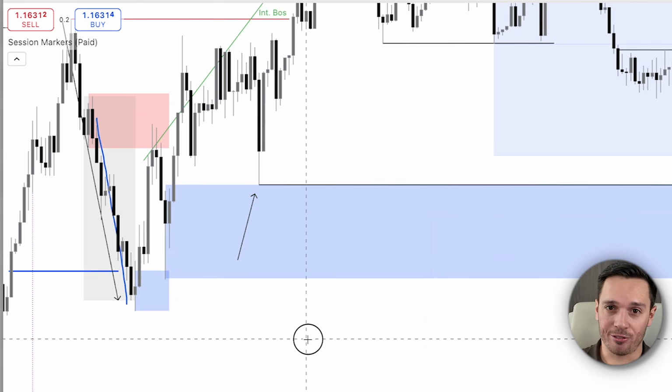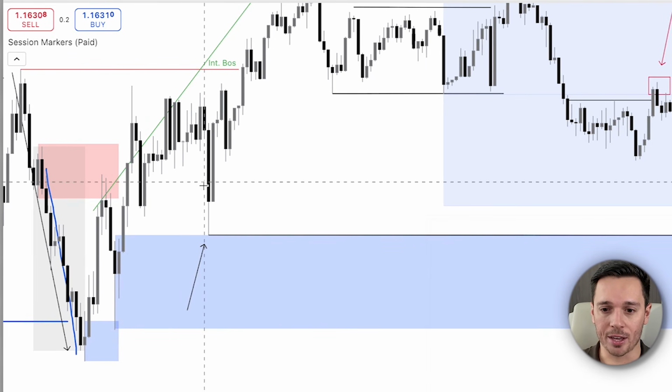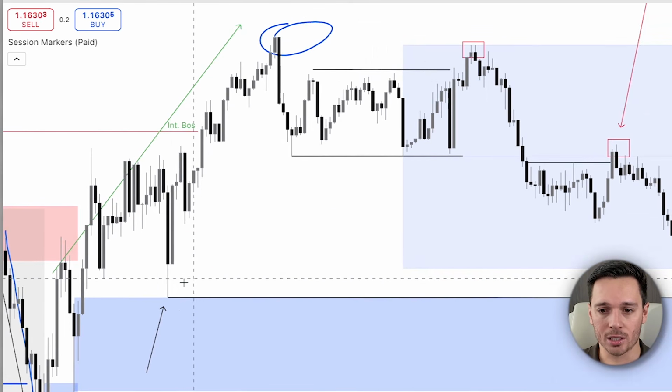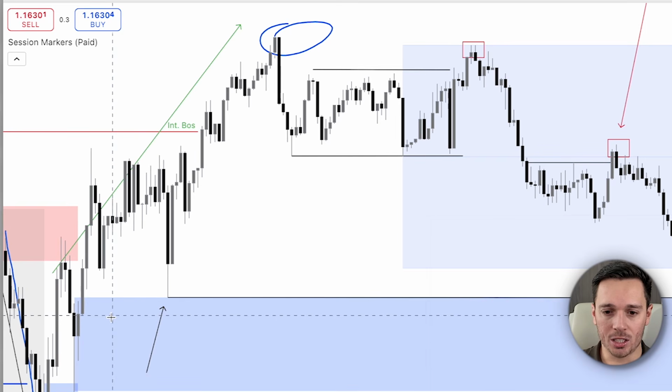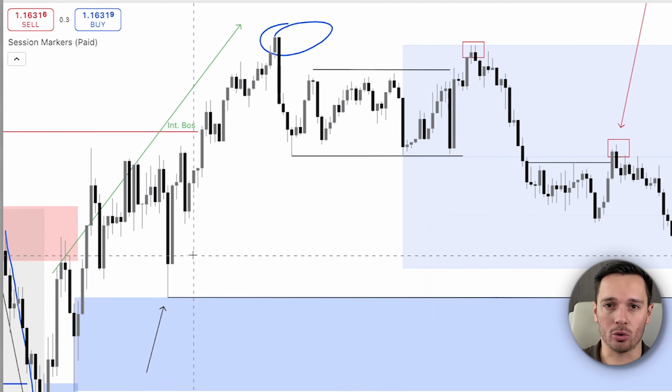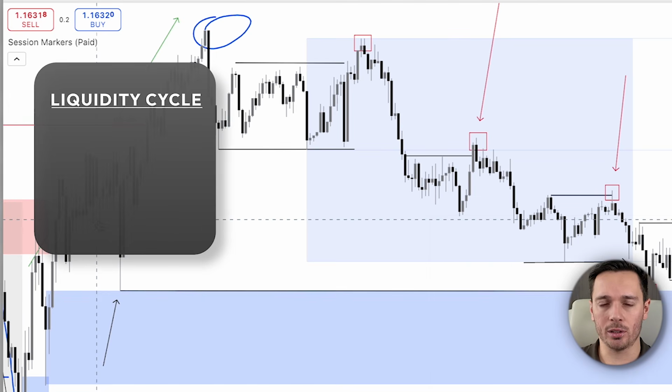The key word here is failed to do so, because when I see that something fails to do so and then comes back and tests price, and we can see how this creates a massive push to the upside, this block in price will have a lot of orders resting. So this aligns perfectly with what I call also my liquidity cycle.